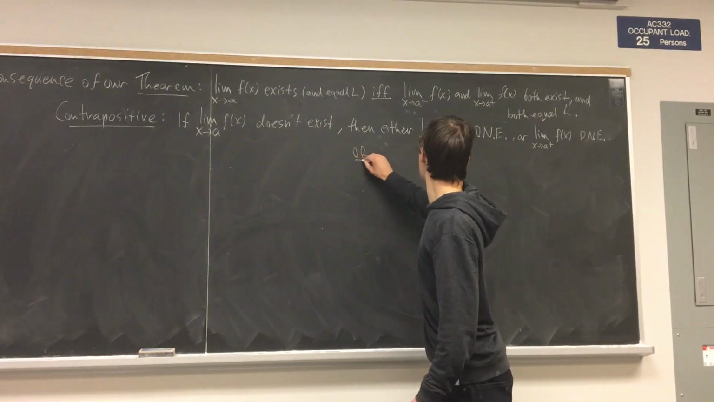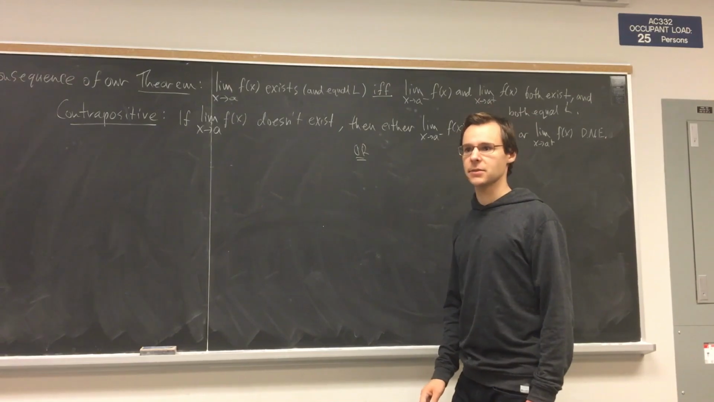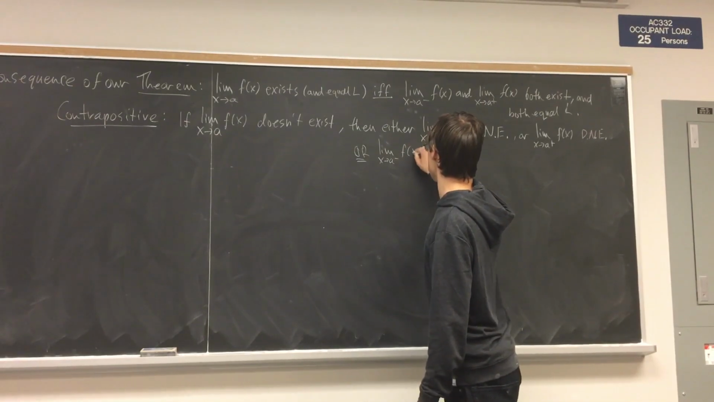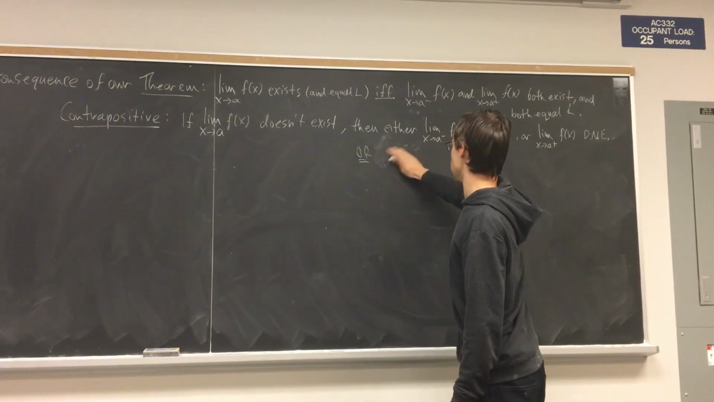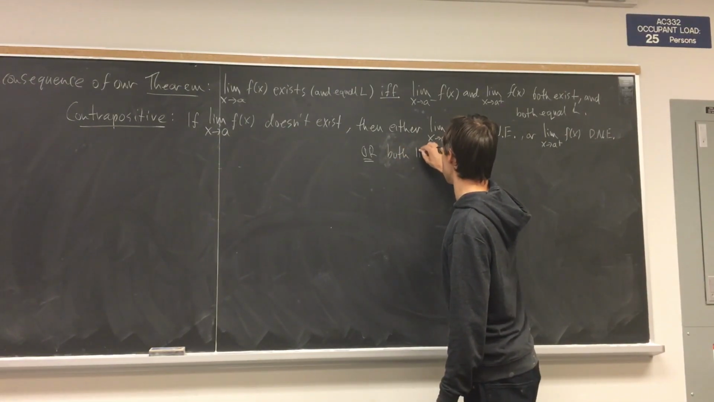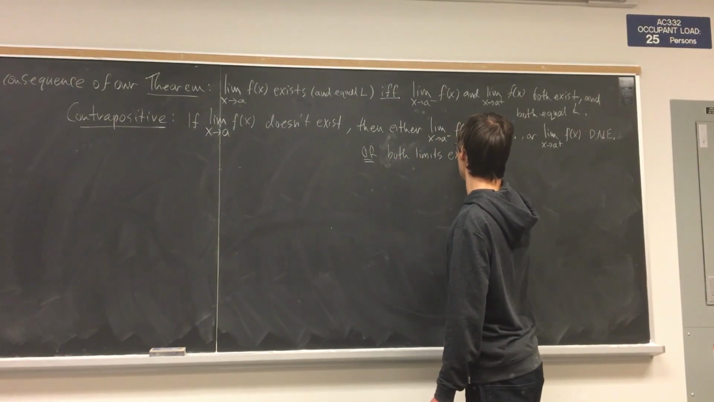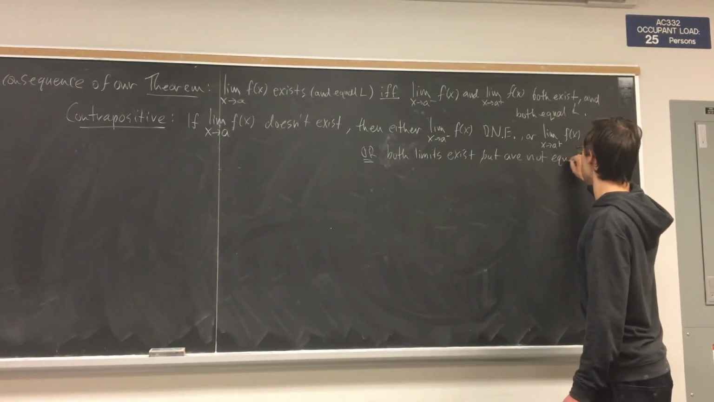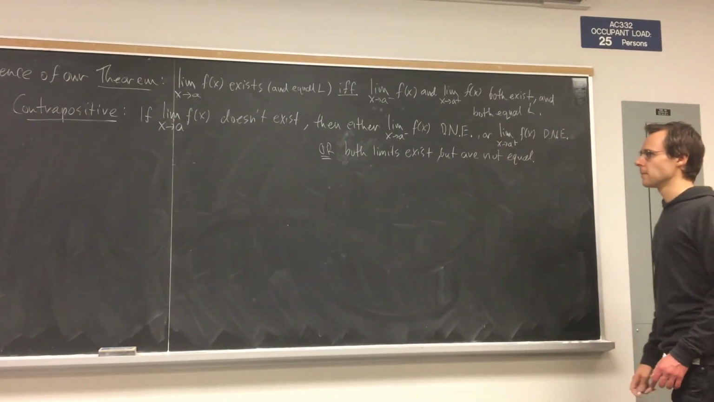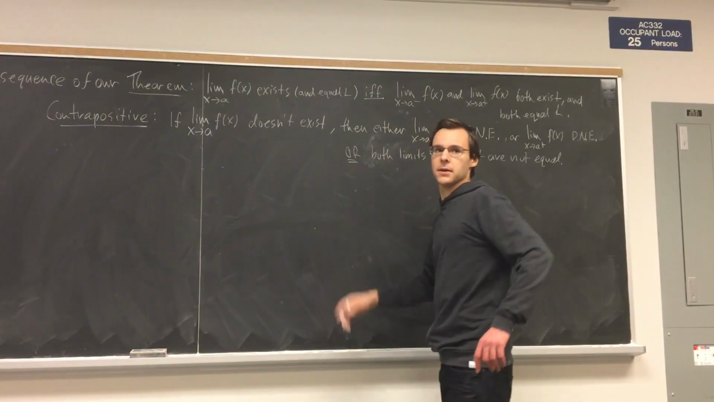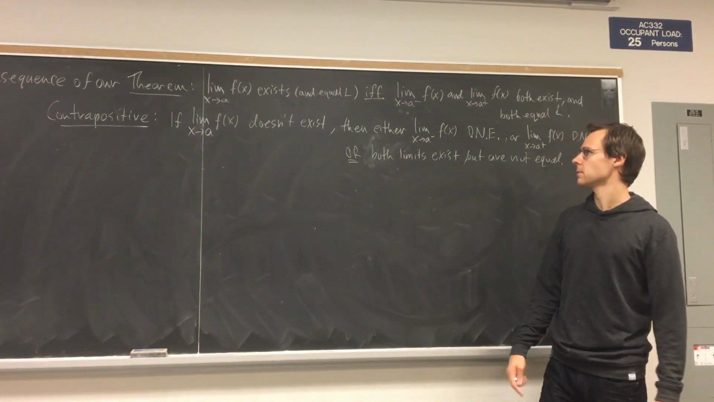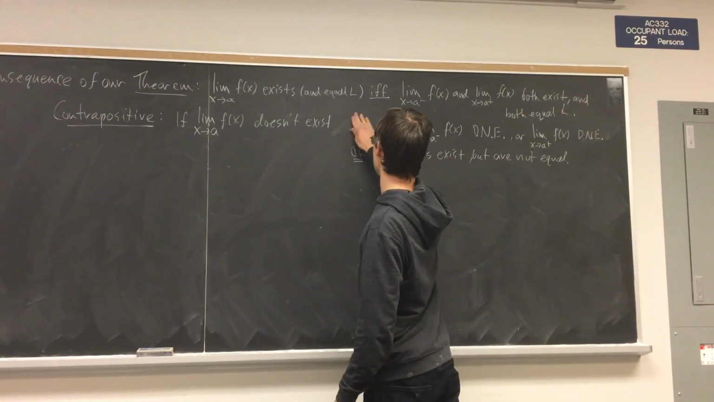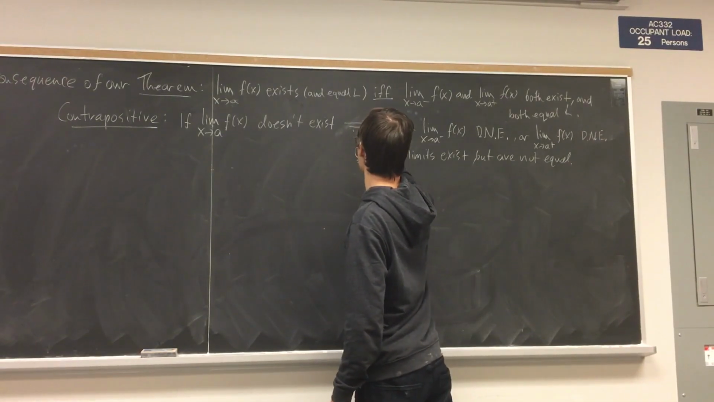or both limits happen to exist but equal different values, or, I'll just write, both limits exist but are not equal. Okay? And of course, I wrote this as an if-then statement, but you could write it as an if and only if statement as well. Because this was an if and only if, so when we invert it, when we do the contrapositive, we get another if and only if. Okay? There we go.